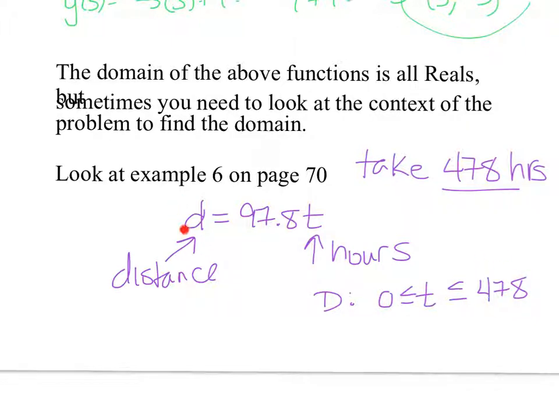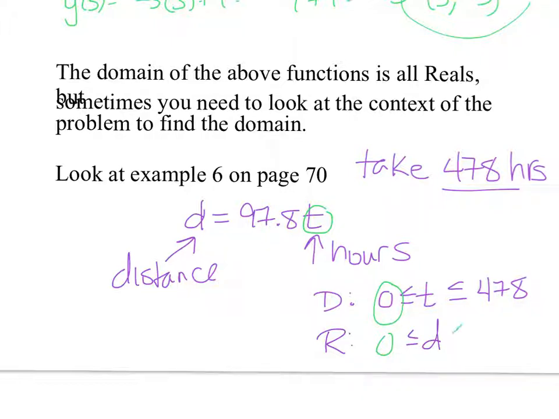Okay, now the range is, what do you get for d? Okay, so the range is, well, d has to be what? Okay, so let's look at it. The smallest t value is 0, so the smallest d value I'm going to get is when I plug in 0. So I'm going to plug in 0. 0 times 97.8 is 0. So the smallest distance is 0.